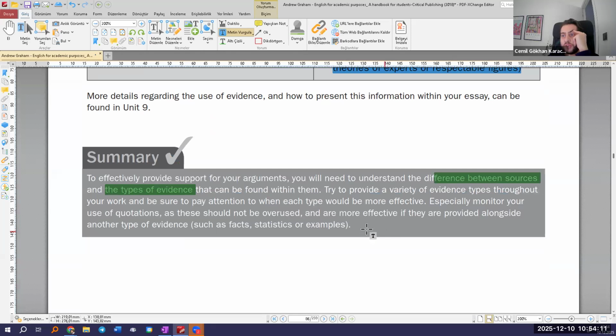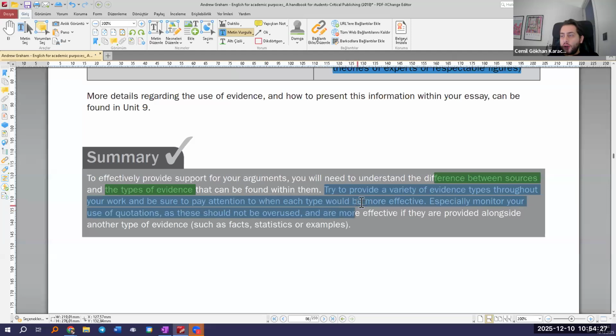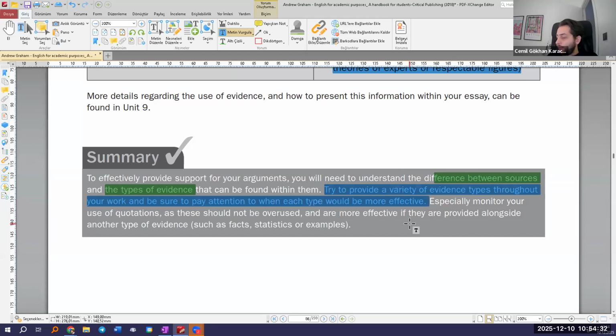we need to understand the difference between sources and types of evidence. And when we are doing the project itself or producing a material, we should try to provide a variety of evidence types throughout our work and be sure to pay attention to when each type would be more effective. So if you are writing something about political science, there you could give more citations or examples from history or statistics. If you are writing about human behavior, then observations come into play.